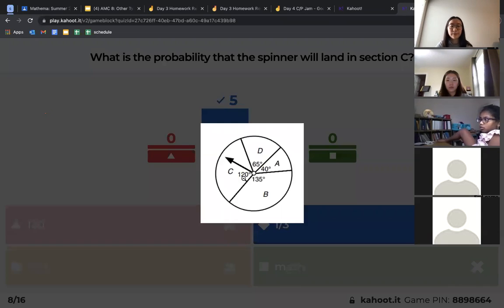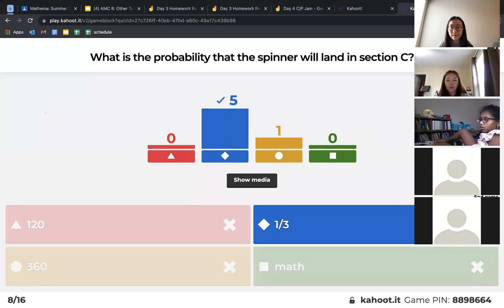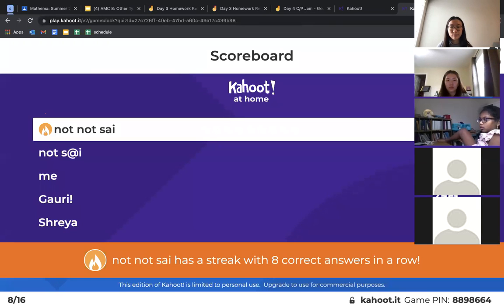Yeah, so the probability of landing in section C is 1/3 because the whole area is 360. So 120 over 360 is 1/3.